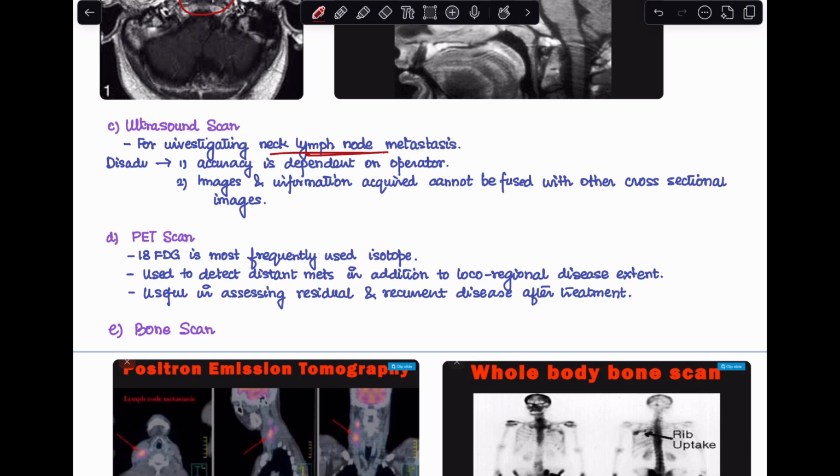However, disadvantage of ultrasound would be that the accuracy will depend on the person who's operating this, and images and information acquired cannot be fused with other cross-sectional images. That is why the role of ultrasound is limited to just the neck lymph node diagnosis.